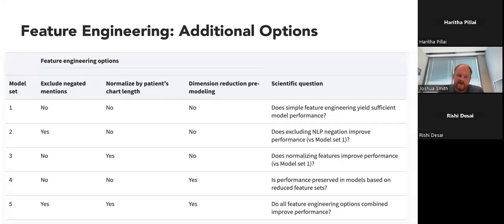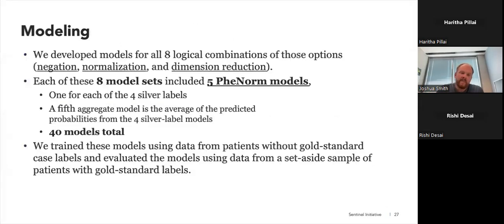And then finally, in feature set 5, we included all those options. We also tested the other 3 logical combinations of this, where 2 were on and 1 was off. What this resulted in were 8 model sets for each of our 5 PheNorm models. We had 5 PheNorm models because we had 4 silver labels, 1 for each of the 4 silver labels, and a 5th aggregate model, which was the average of the predicted probabilities from the 4 silver labels. And that's a total of 40 models.